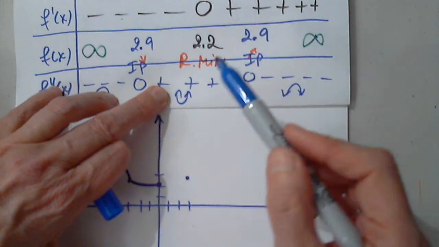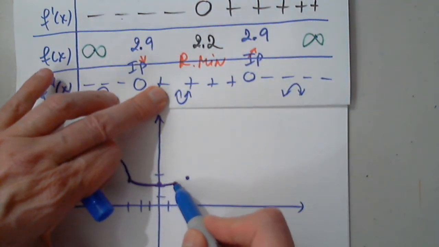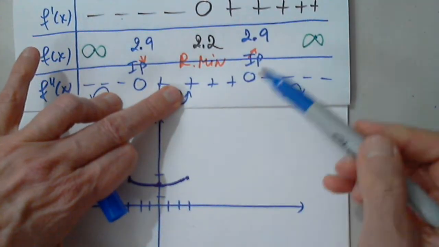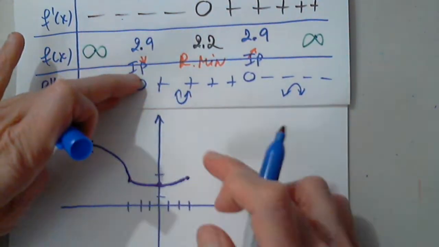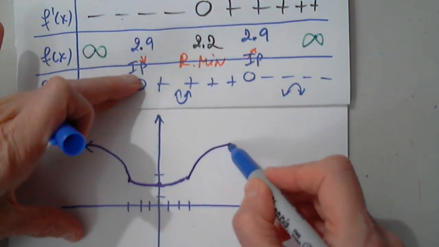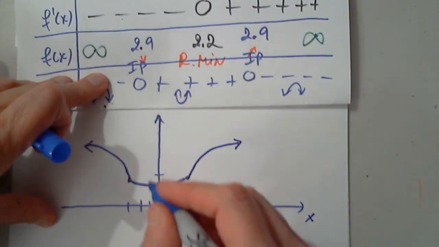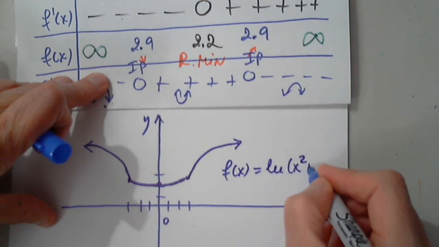Continuing to open up, increasing to 2.9. Changing concavity at the inflection point, going to infinity, opening down. And it has to be the same because it's an even function. And that's it. So this is f of x, natural log x squared plus 9.